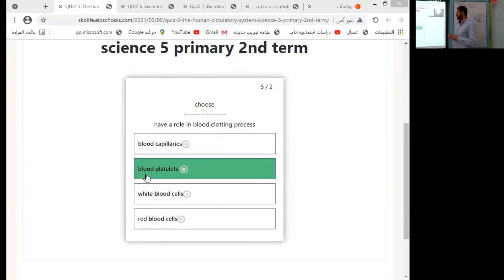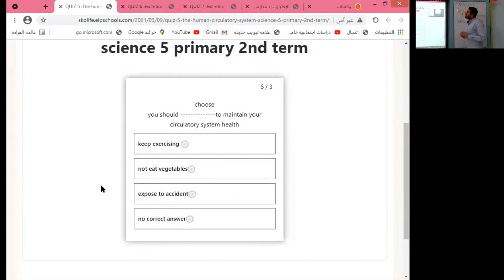The second one. Yes, you should do what to maintain your circulatory system healthy? Okay, keep exercising, not eat vegetables, exposed to accidents, not correct. We must take some pieces of advice to keep our circulatory system healthy. One of them is to keep exercising every day to activate our blood circulation in our body, and eat a large amount of vegetables and fruit. So the answer will be keep exercising.